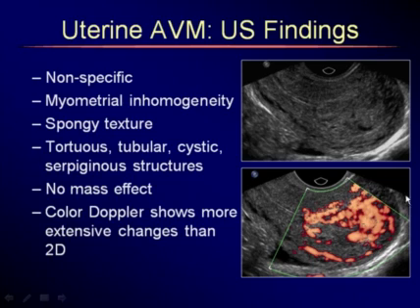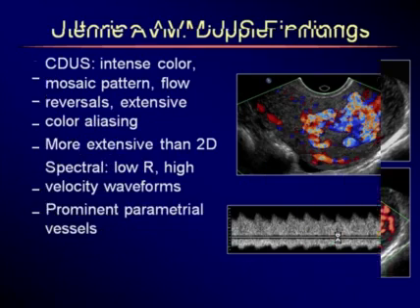So what could we see with ultrasound? Well, the findings are not always specific. Usually you'll see some kind of inhomogeneity in the uterus. Sometimes you may recognize tortuous, tubular, serpiginous kind of structures. Turn on the color Doppler and you see lighting up and a very hypervascular area in the uterus.